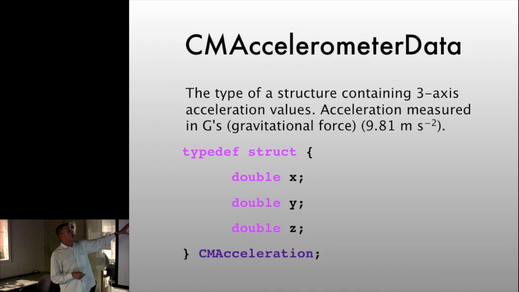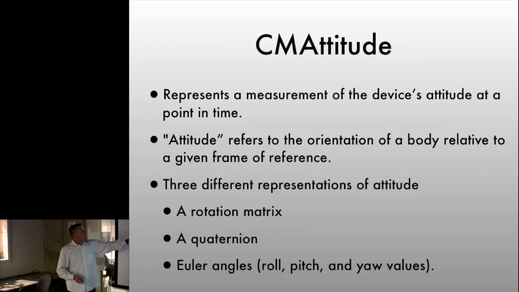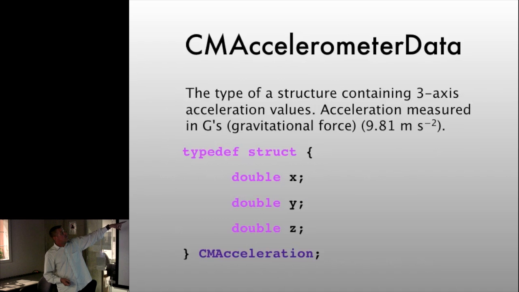So here's what the accelerometer data looks like. It is three double precision values, X, Y, and Z. It's all measured in terms of gravitational force, where 1 G is 9.81 meters per second squared. There's also a constant for gravity for the accelerometer data, so that you can subtract it away from your acceleration data to get relative acceleration.